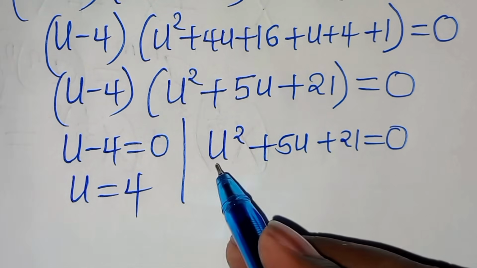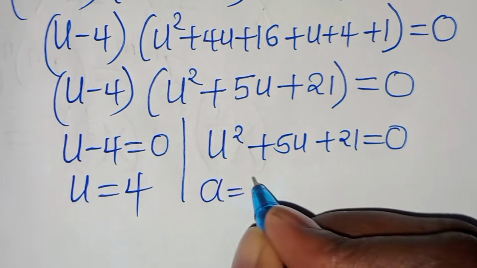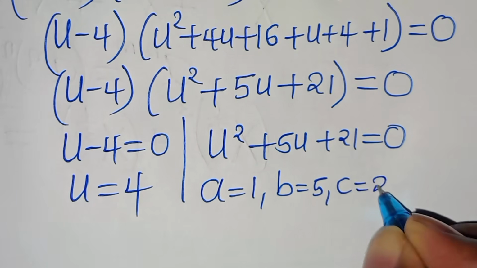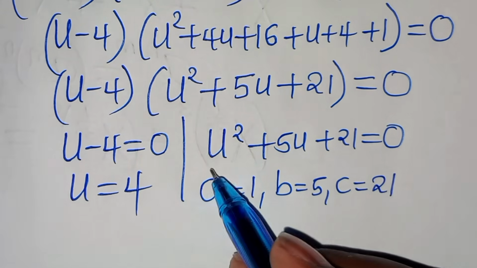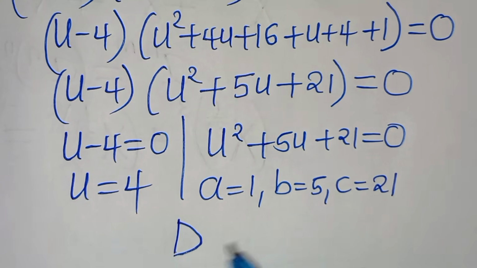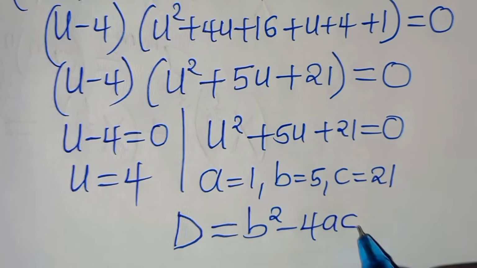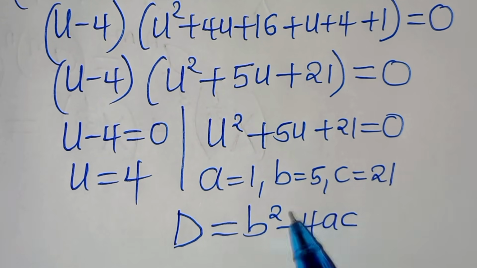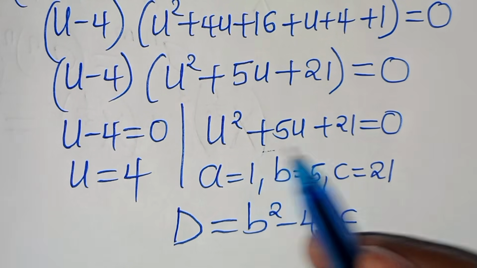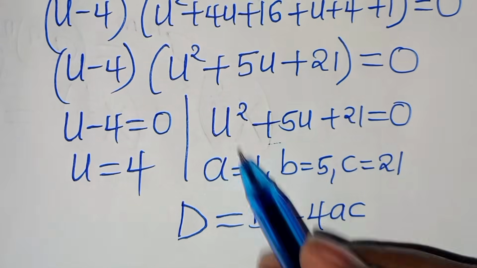Now, the second part here, this is a quadratic equation where we have a is equal to 1, b is equal to 5, and c is equal to 21. So let's assess the nature of the root of this quadratic equation by determining the discriminant value, which is b squared minus 4ac. Now, if the discriminant value is less than 0, this means that we have complex root from this quadratic equation. If it is greater than 0, then we have real root.